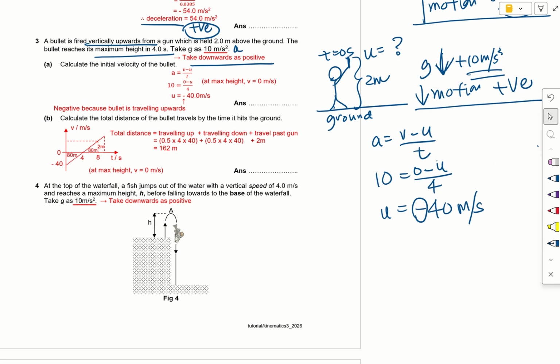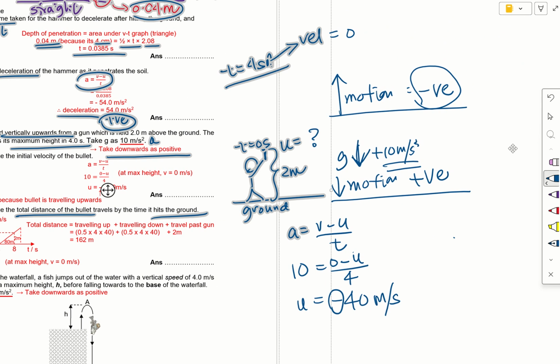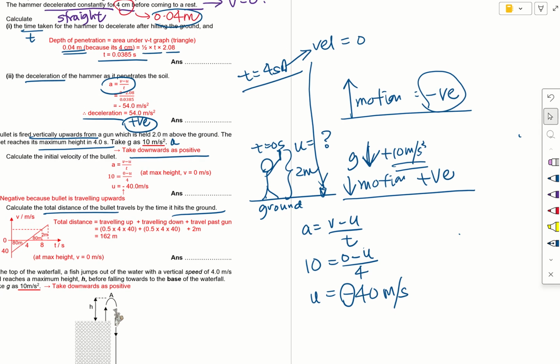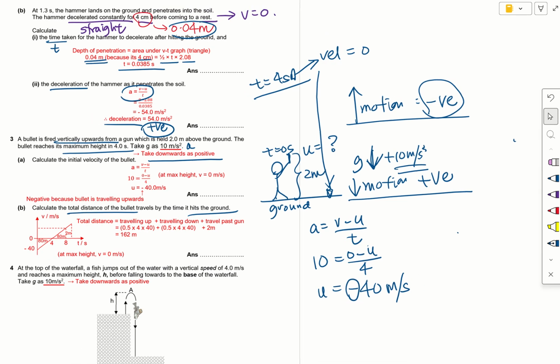Now they want us to calculate the total distance the bullet traveled by the time it hits the ground. So this bullet, when it goes up, will then come down. But now they want it to actually hit the ground. And they want us to calculate the distance traveled.